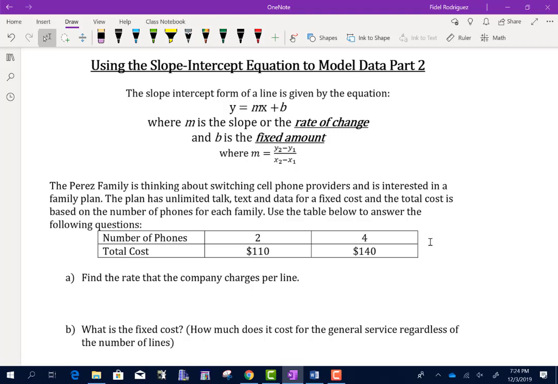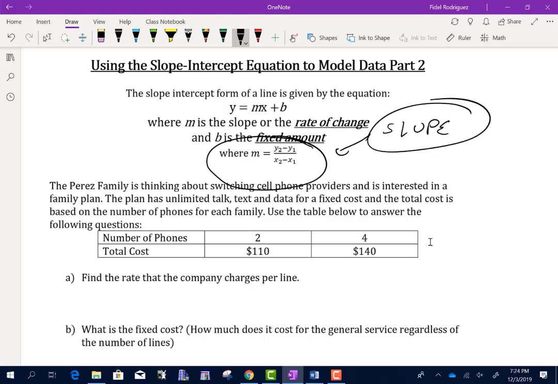So it says, using the slope-intercept equation to model data, part 2. And it says, the slope-intercept form of a line is given by the equation y equals mx plus b, where m is the slope or rate of change, and b is the fixed amount. And then here's a little formula for the m. Guys, what we've been doing right now, we've been finding that m by taking the differences and subtracting. This is what we call the slope of a line. I'm going to show you what that means in a second.